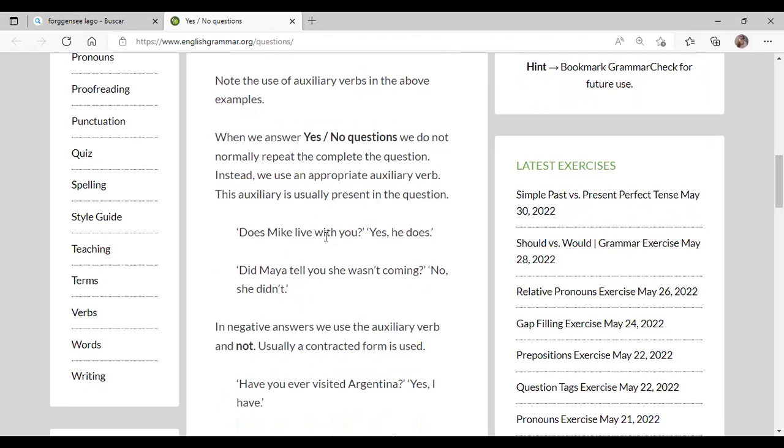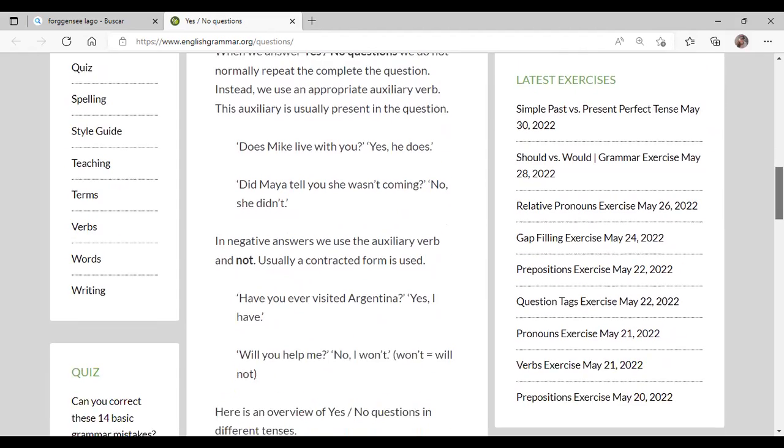Does Mike live with you? Let's suppose that a partner, one of your classmates, talks about Mike. So I can ask him or her, does Mike live with you? And that person can say, yes, he does, or no, he doesn't. Did Maya tell you she wasn't coming? This is a question in past simple, for example.